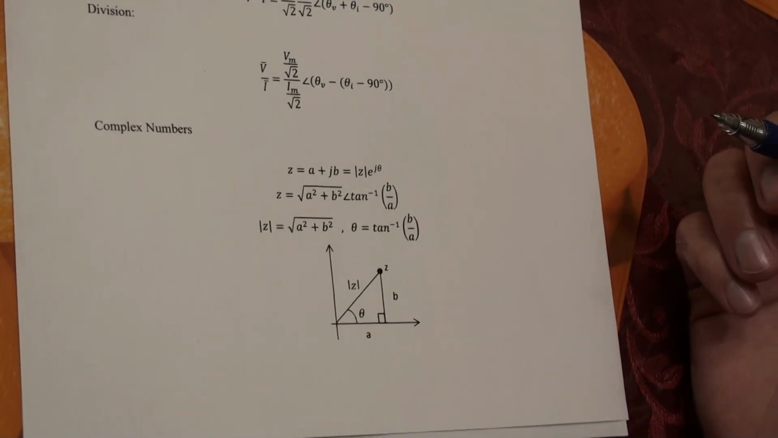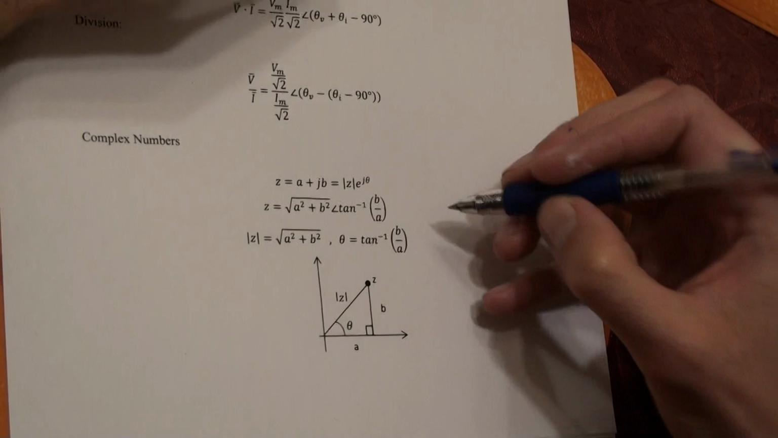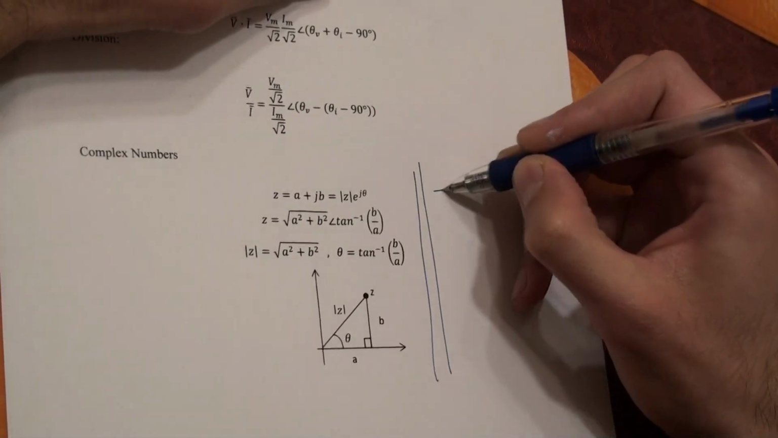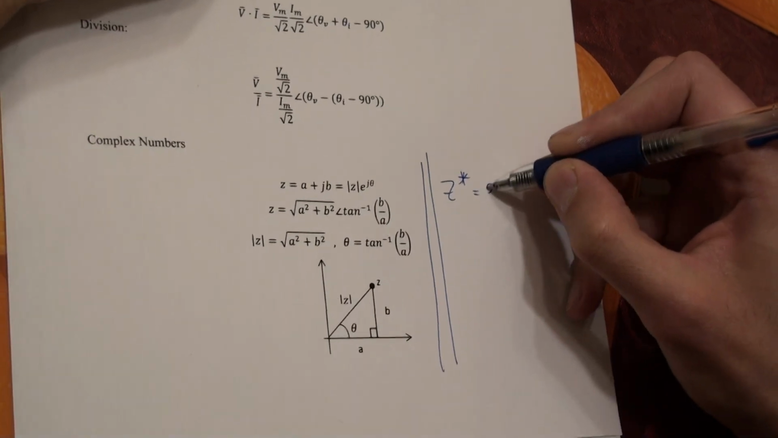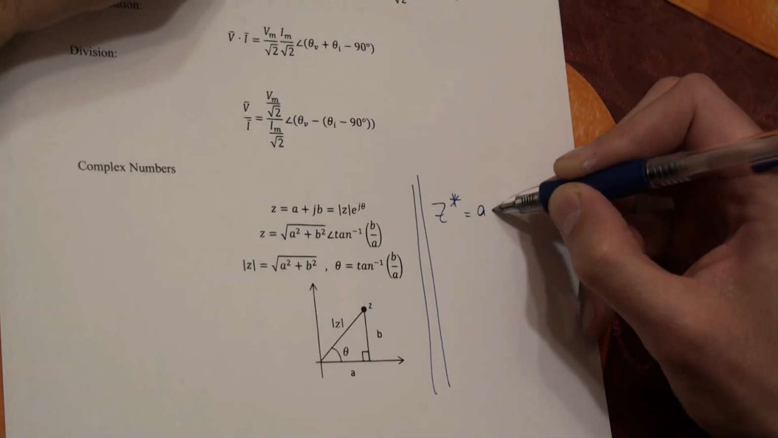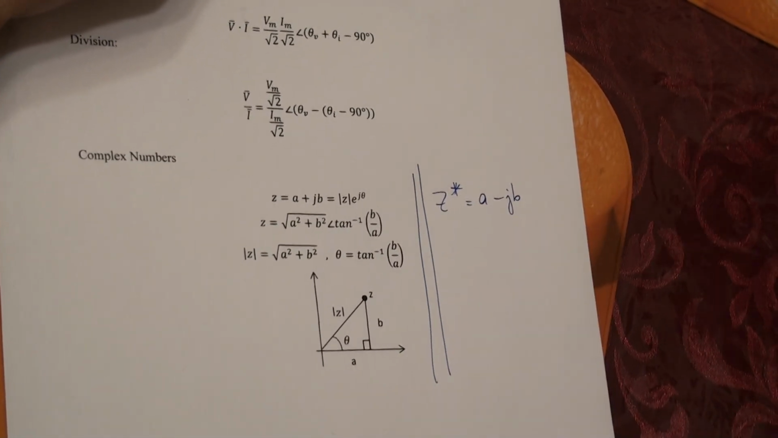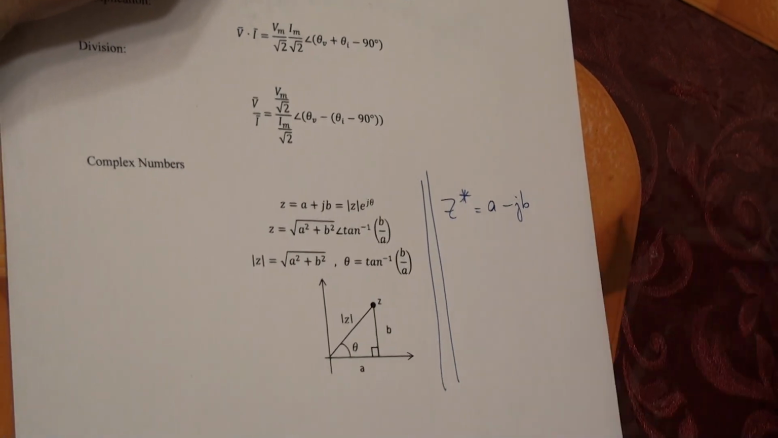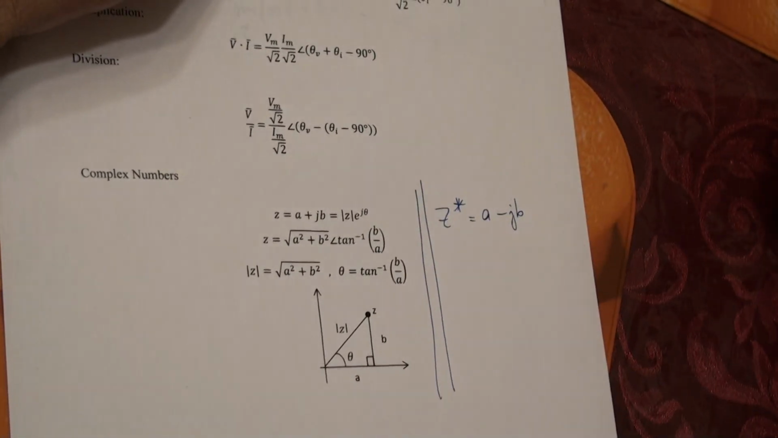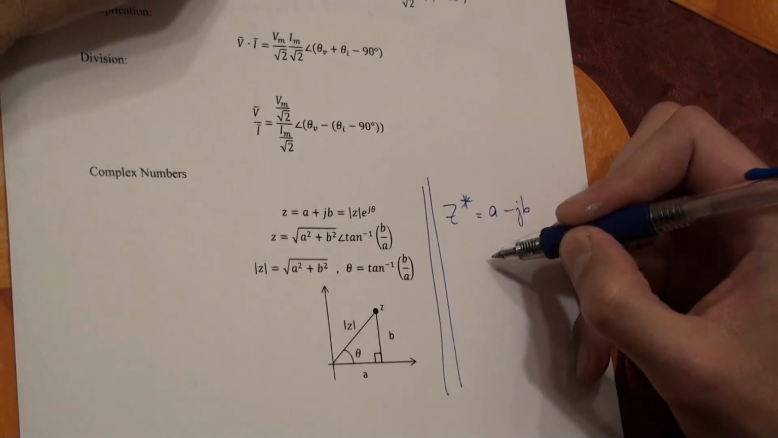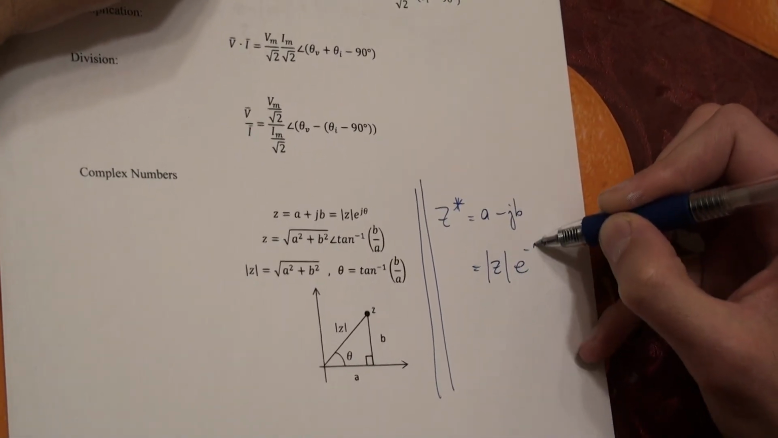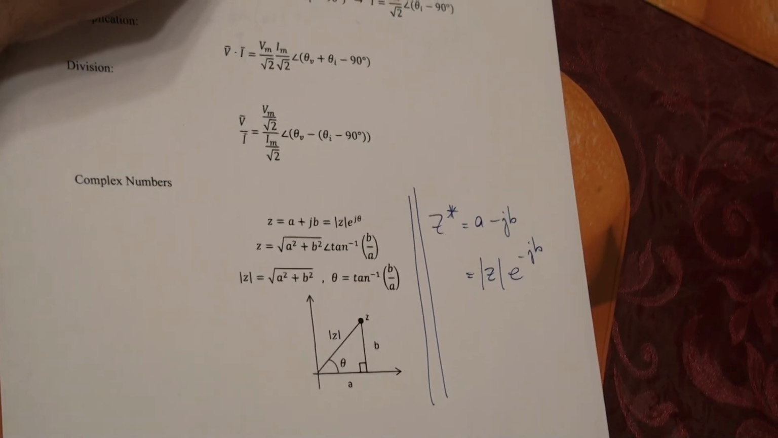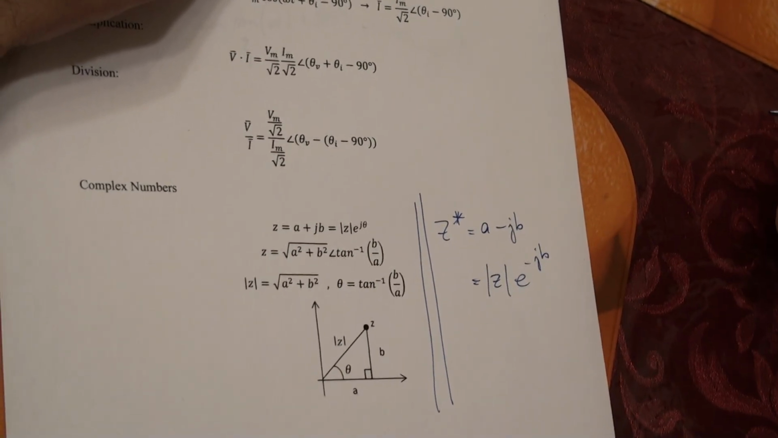The only thing I would like to add to this, now that I look at it, is the complex conjugate. For z complex conjugate, you just put a minus for the imaginary part. That's it. You just put a minus for the imaginary part, and everything else follows. So if I were to write it in this form, it would be e to the minus jb. This is for the complex conjugate.